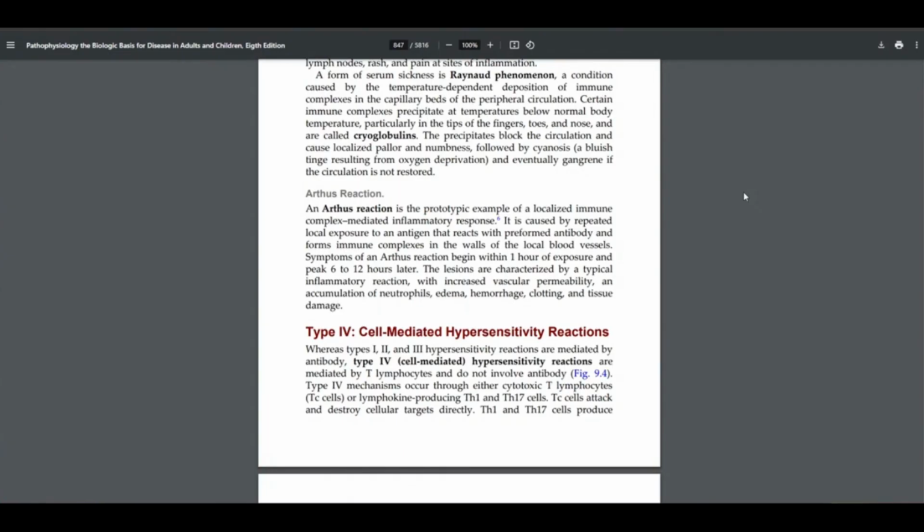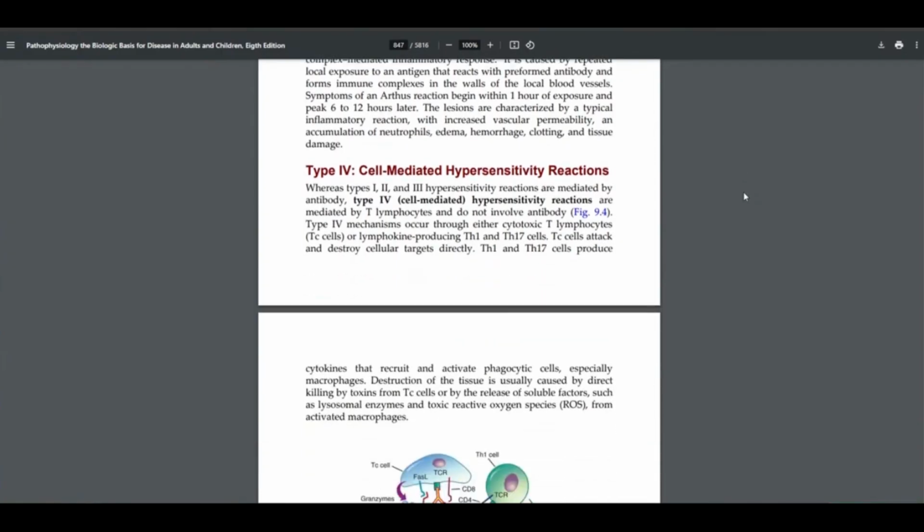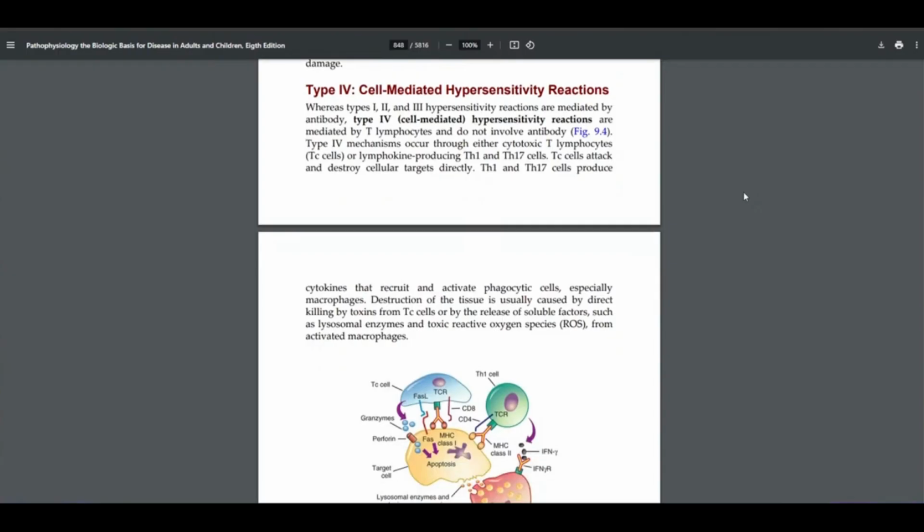The lesions are characterized by a typical inflammatory reaction with increased vascular permeability, an accumulation of neutrophils, edema, hemorrhage, clotting, and tissue damage. All of which leads us to type 4, the cell-mediated hypersensitivity reaction.